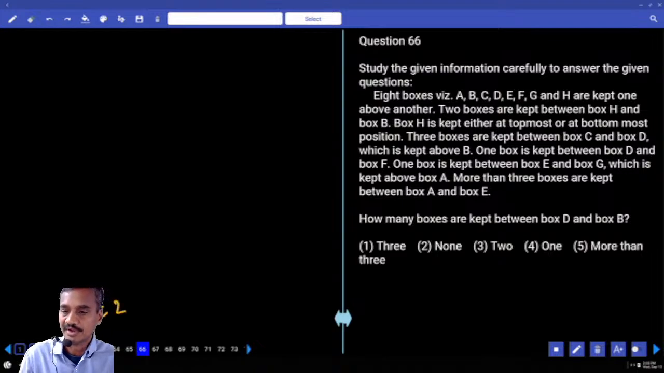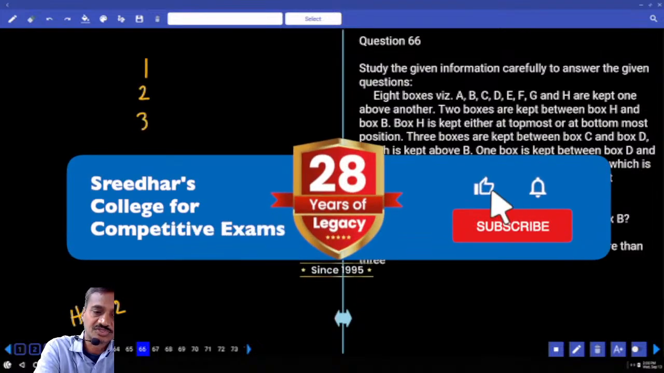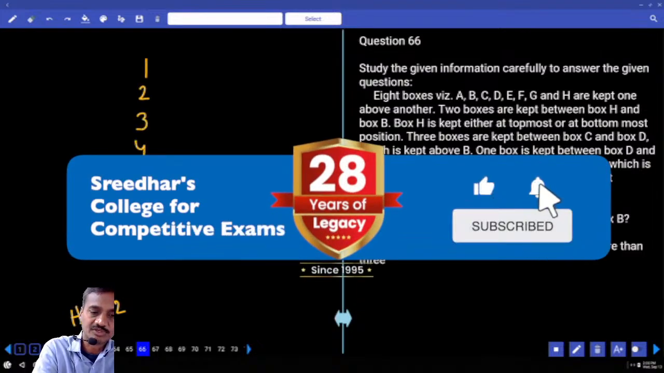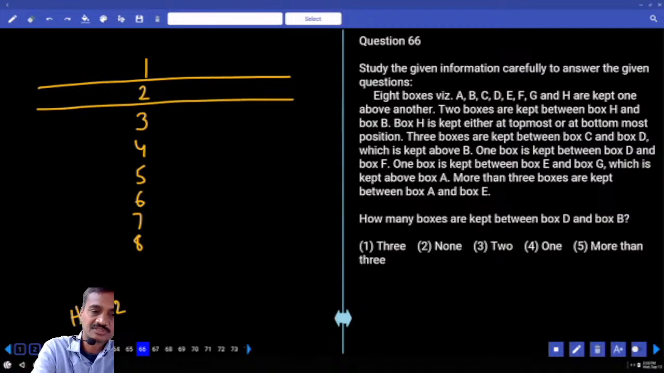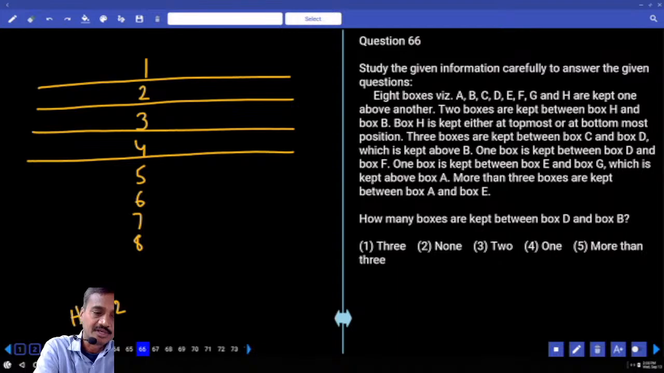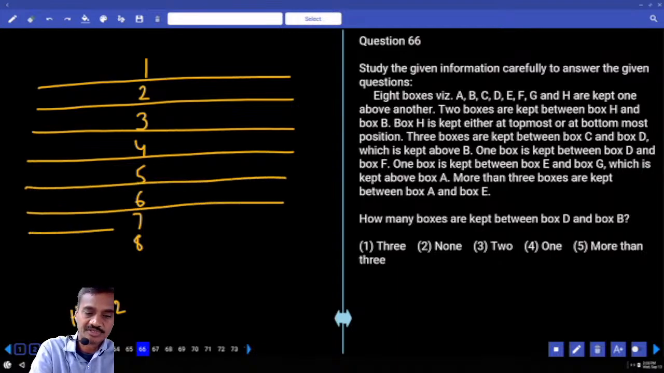Boxes. And H is kept either at the top or the bottom. Now here we have definite information regarding this H, hence you are giving the numbering to these boxes now. H could be either at the top or at the bottom. That means H can be either at the first position or at the 8th position. So how many possibilities do we have for this H? There are two different possibilities.